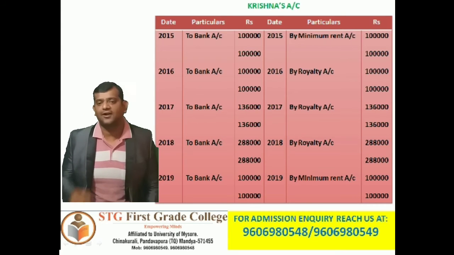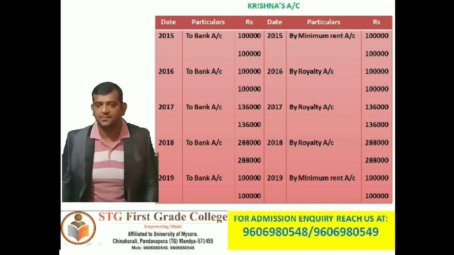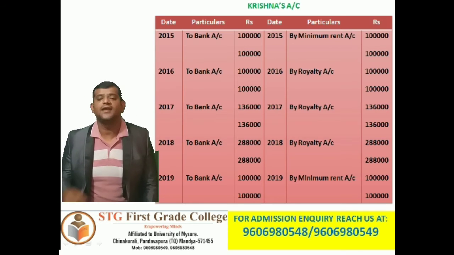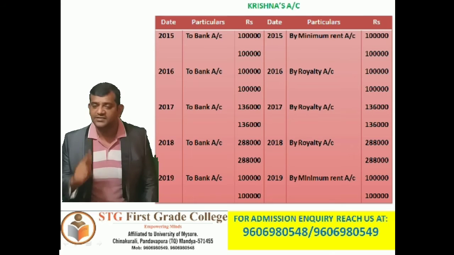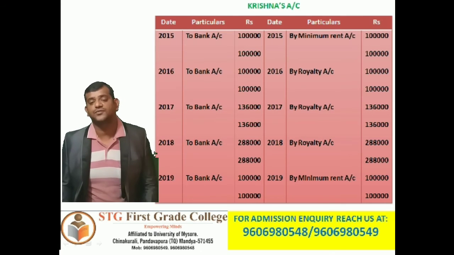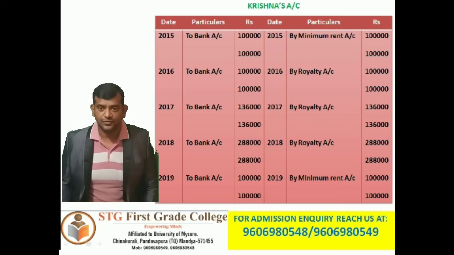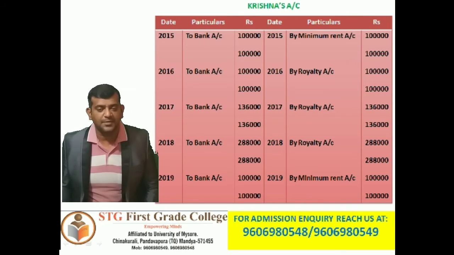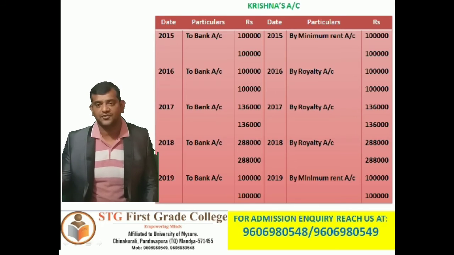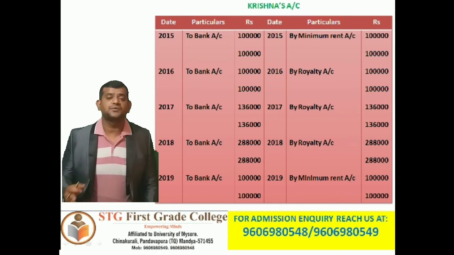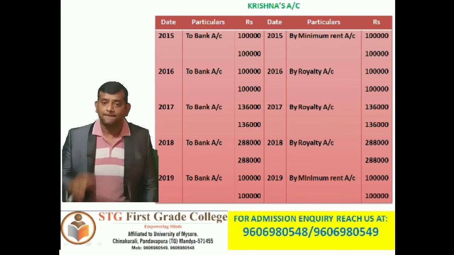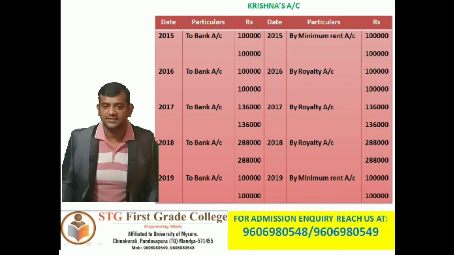2016, to bank account 1 lakh rupees. 2016 by royalty account 1 lakh rupees. Why minimum rent, why royalty? Because that year there was a short working, and second year, in the year 2016, directly it is above the minimum rent, the minimum rent was lesser and royalty was greater. In the year 2017, to bank account 1,36,000, by royalty account 1,36,000.